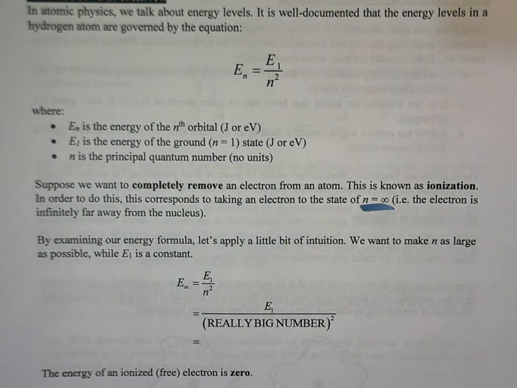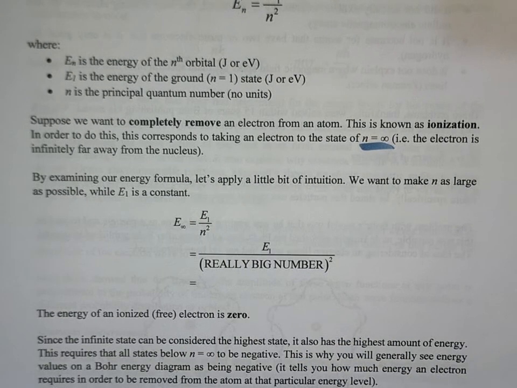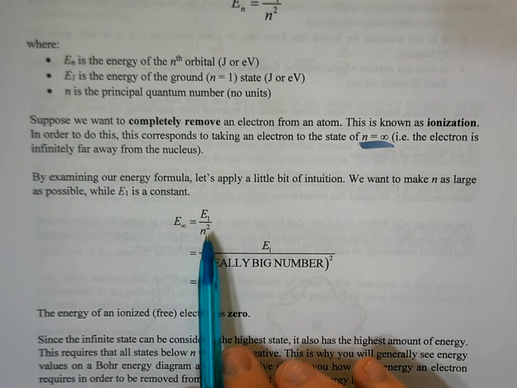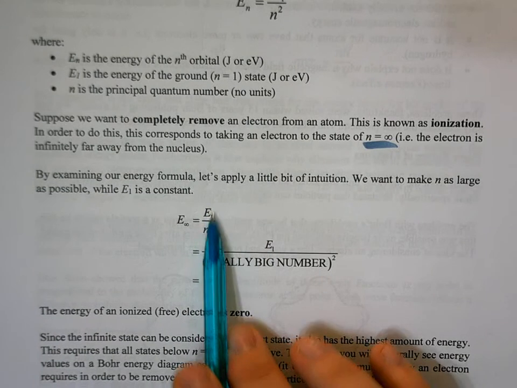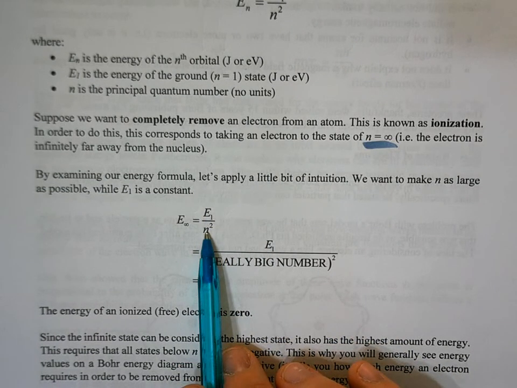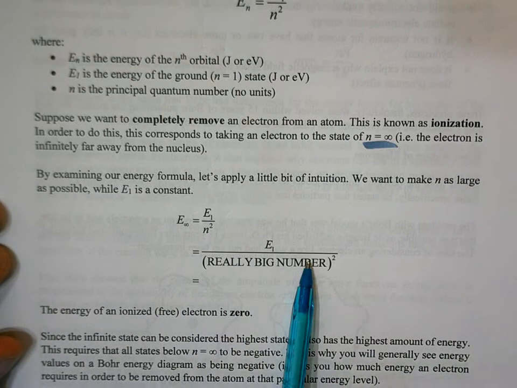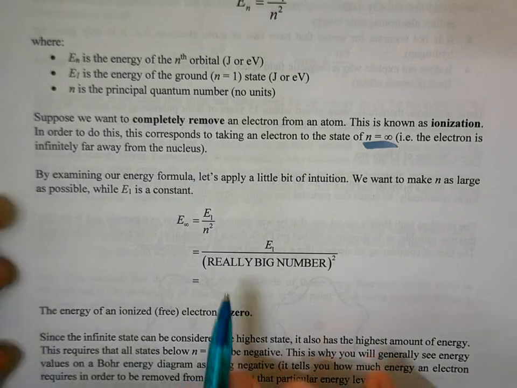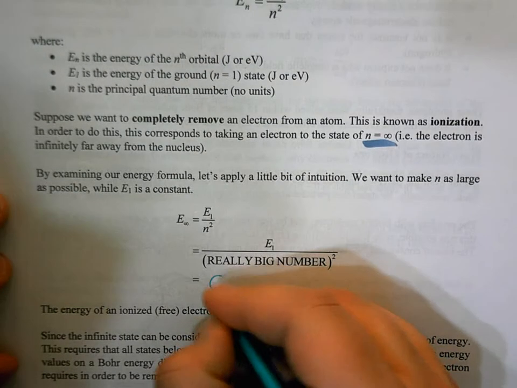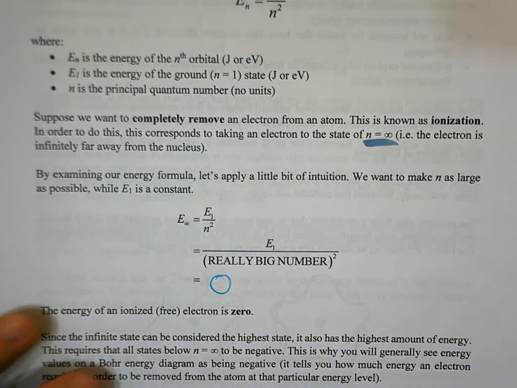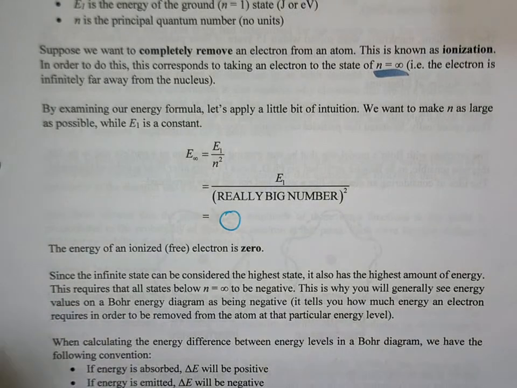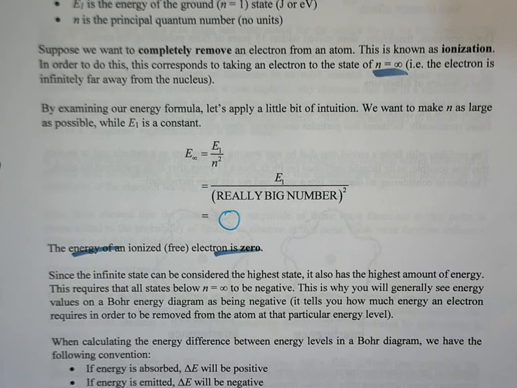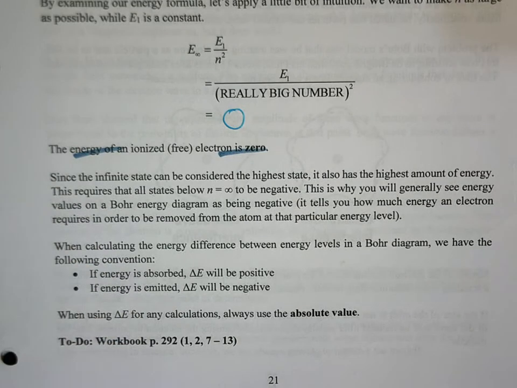Looking at this formula, E1 over n squared, the energy at an infinite state: think of E1, it doesn't matter what it is, divided by a really, really big number and then squared. Divided by the biggest number you could think of, squared, this is going to be so close to 0 that we state that it is 0. So the energy of an ionized electron is 0. This is the highest energy required. You need the most energy to ionize something. We've defined this energy as being 0 for convenience's sake.